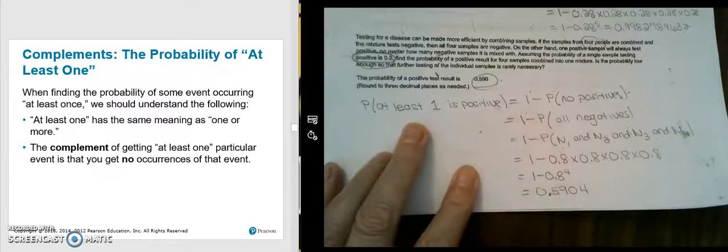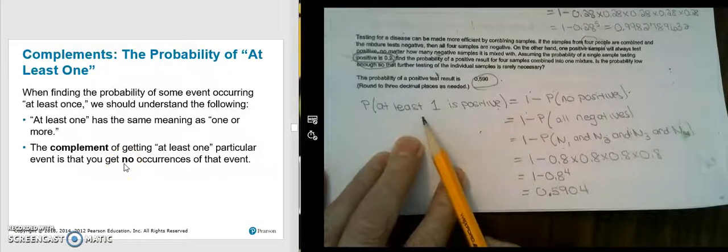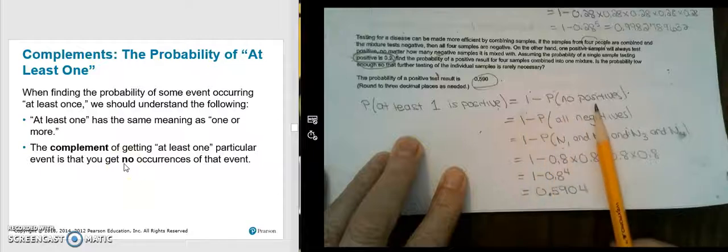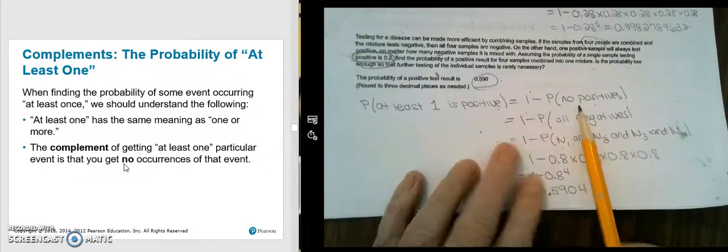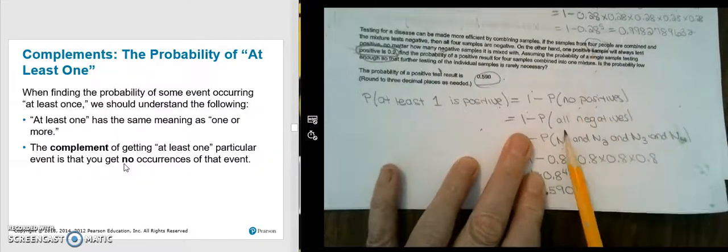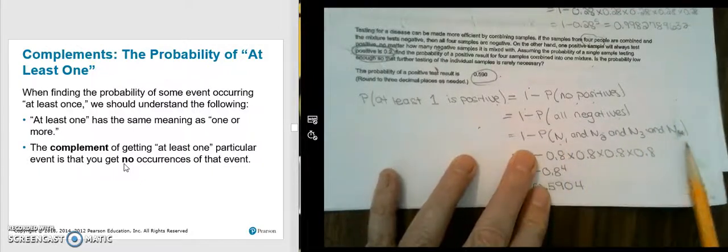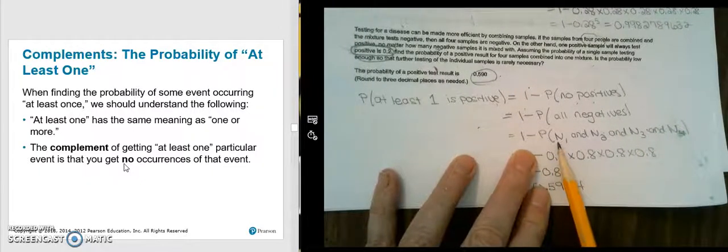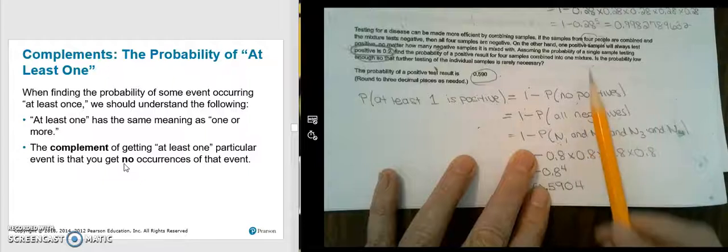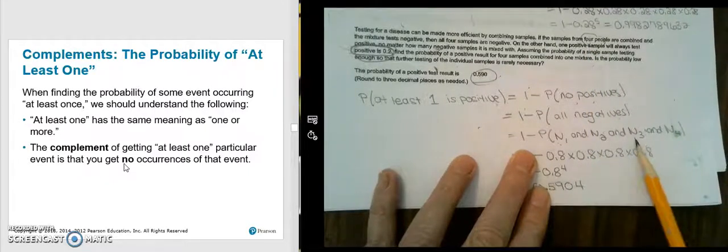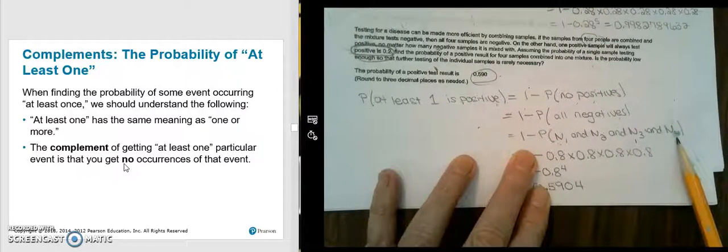So the complement of at least one, over here if you look on the right, is none. So the complement of at least one positive is 1 minus the probability of no positives. That means all 4 people are negatives. So I wrote here, and I misspelled something on here, I apologize. The first one's negative, the second one's negative, you have 4 people together, the third person's negative, and the fourth person's negative.